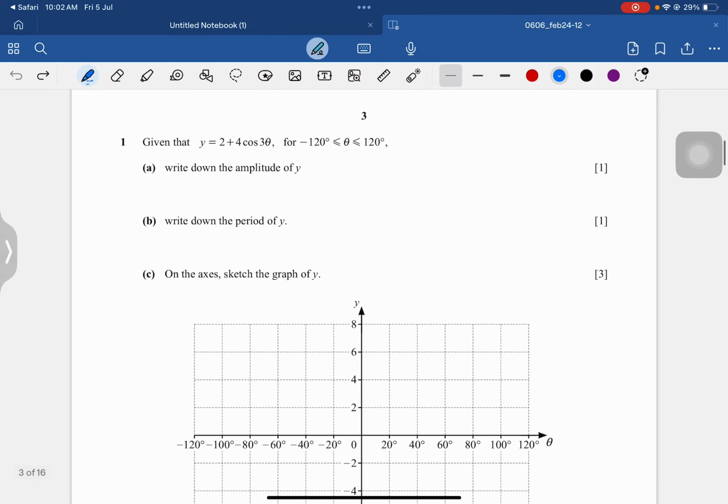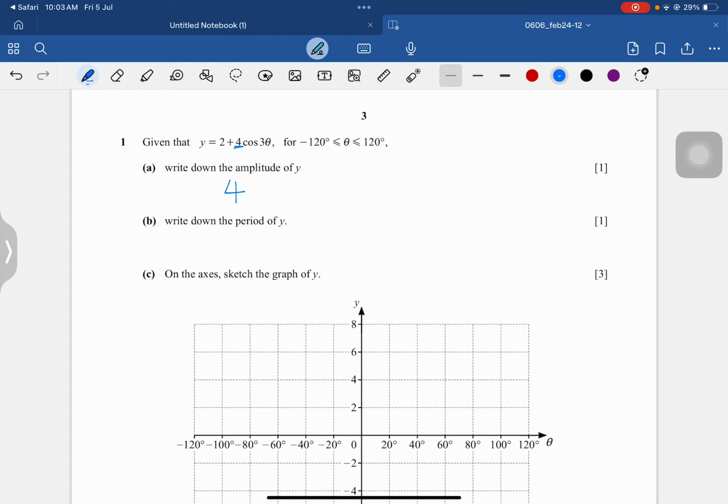Okay, first question is trigo. y equals 2 plus 4 cos 3 theta, and write out the amplitude of y. So from here you can tell the amplitude is 4. Referring here.